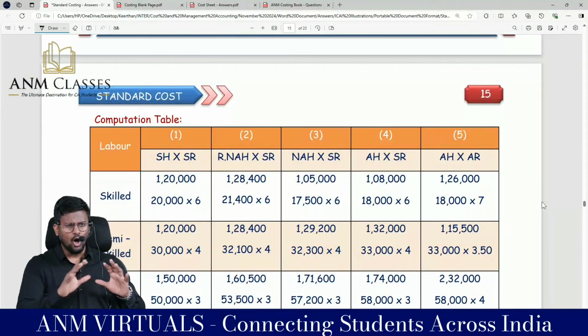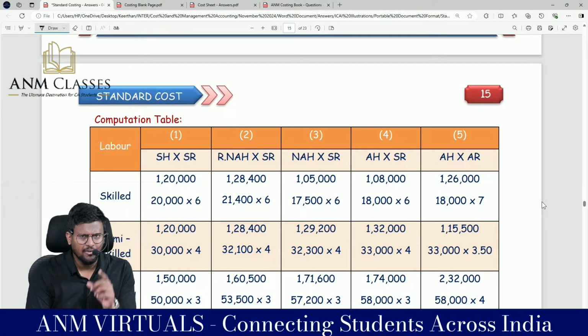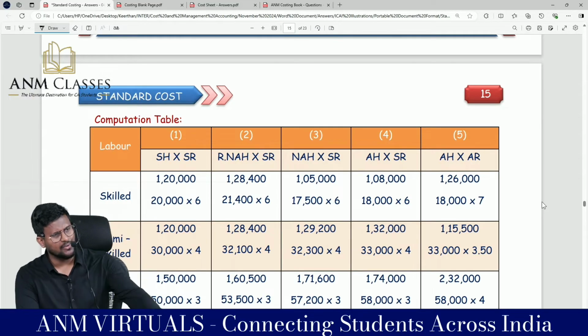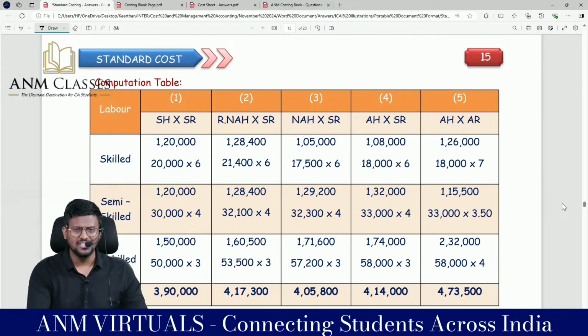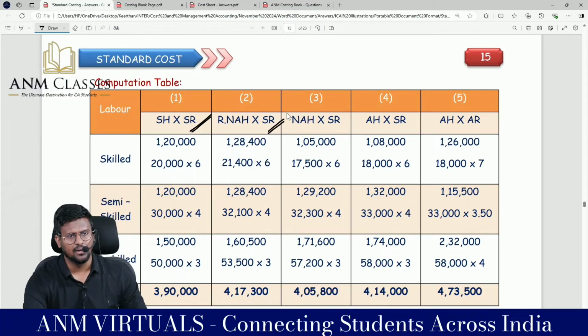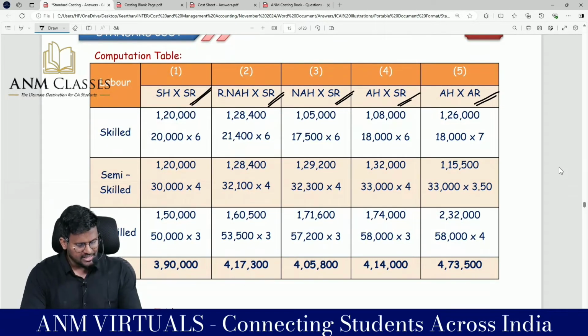Now all the data is ready with me. Have I found the standard hours? Yes, which is nothing but actual output into standard time per unit. Have we done with the revised net actual hours? Have we done with the net actual hours? Have we done with the actual hours? Yes, because that is given in the question. Now we just have to place in the table: standard hours into standard rate, revised net actual hours into standard rate, net actual hours into standard rate, actual hours into standard rate, actual hours into actual rate, for skilled, semi-skilled, unskilled.